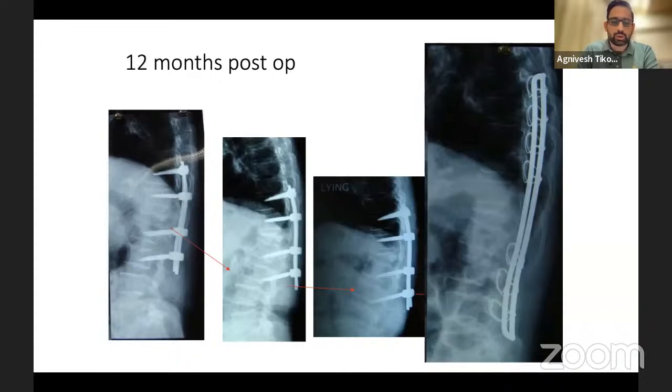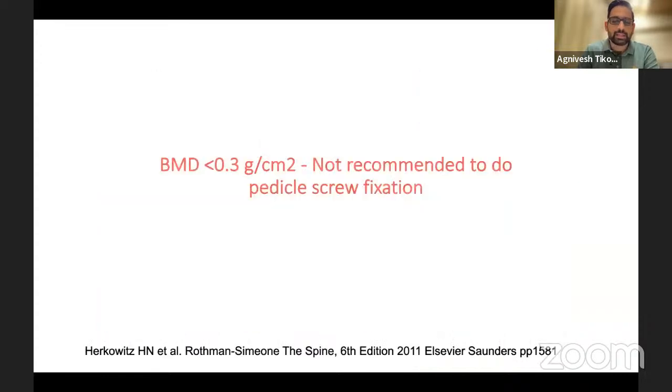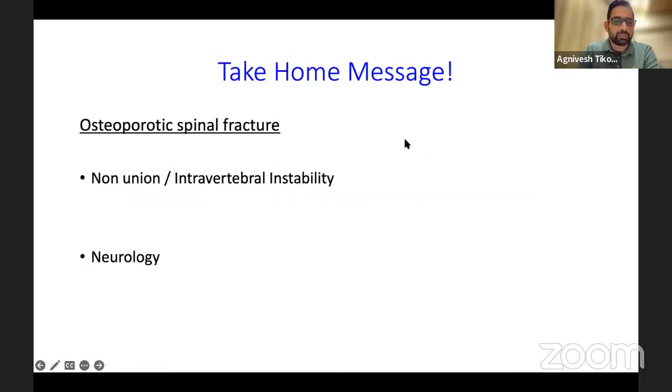They are less stiff than pedicles to construct, and they can help you salvage an unsalvageable situation. If your bone density is very, very bad, which means an absolute BMD of 0.3 grams per centimeter square, it's not recommended to do a pedicle screw fixation. You should only do wiring or taping of this.